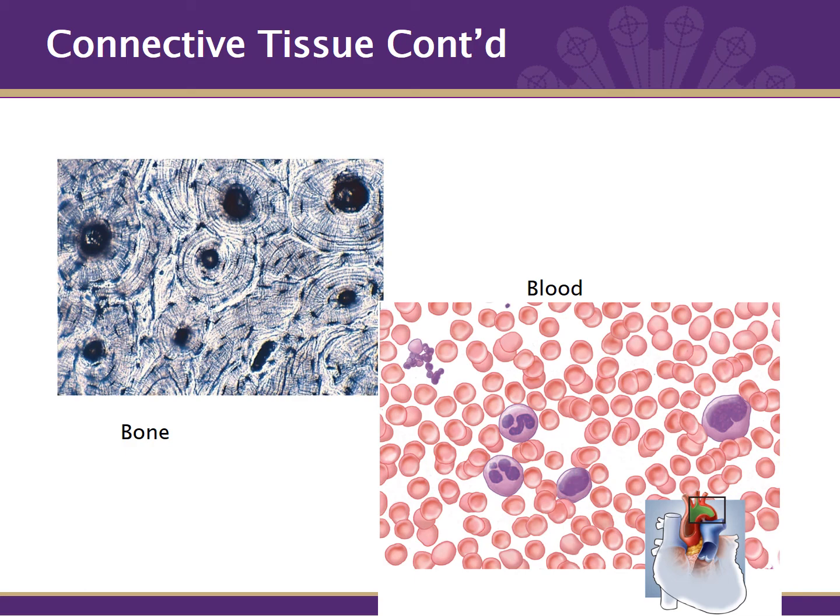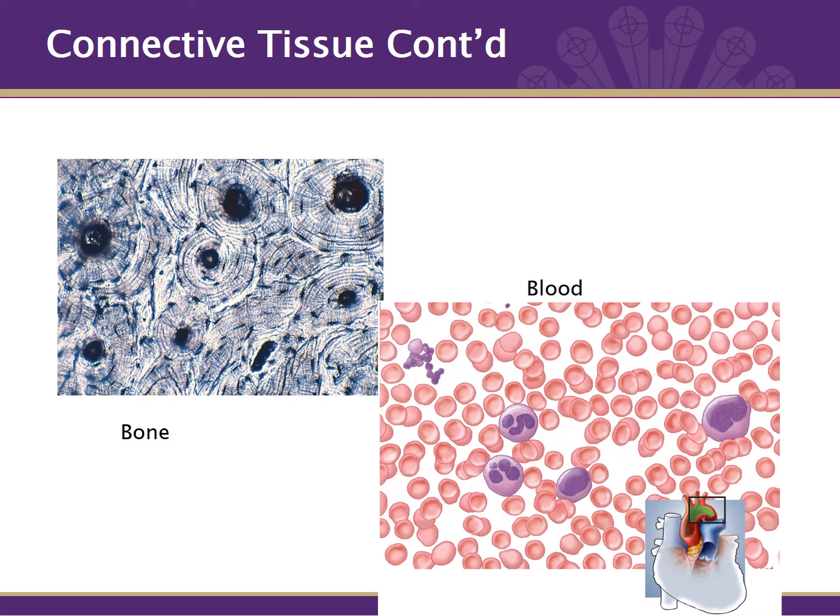In bone, we also have other cells such as osteogenic cells, osteoblasts, and osteoclasts. Osteogenic cells are stem cells. Osteoblasts are bone-forming cells and osteoclasts are bone-destroying cells. We will discuss the unique properties of bone tissue further during the skeletal system.